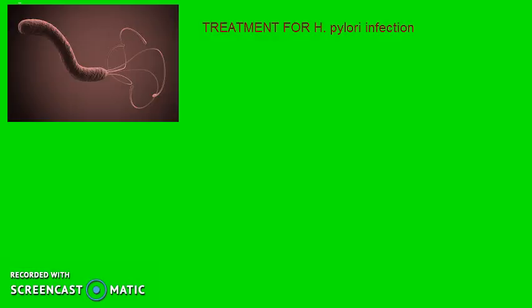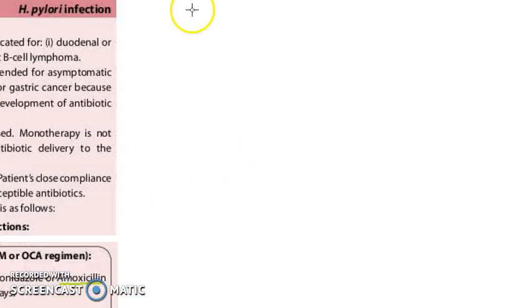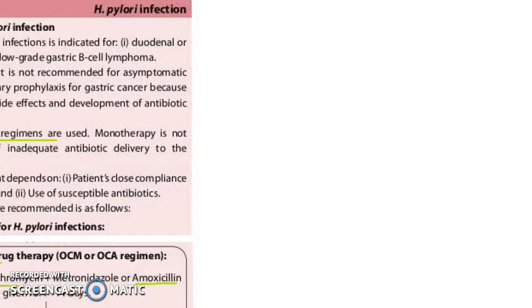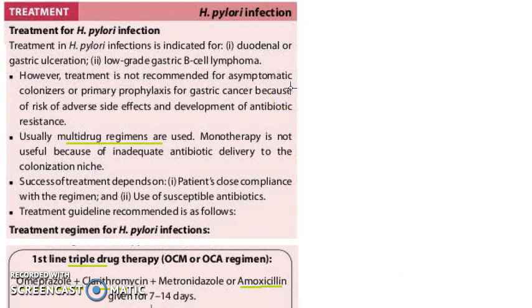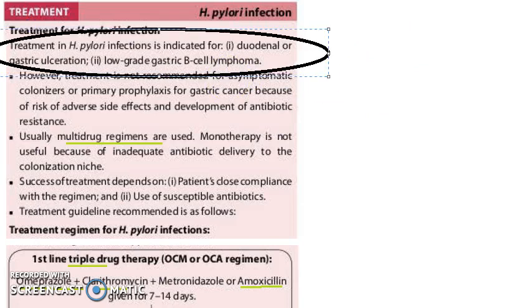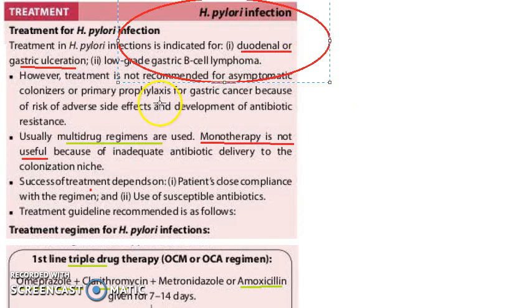Let us look at the treatment for H. pylori infection. This actually is important pharmacology for pharmacology also. So pay attention here. Here we are talking about the treatment. What are we trying to treat? We are trying to treat duodenal or gastric ulcers which are symptomatic.